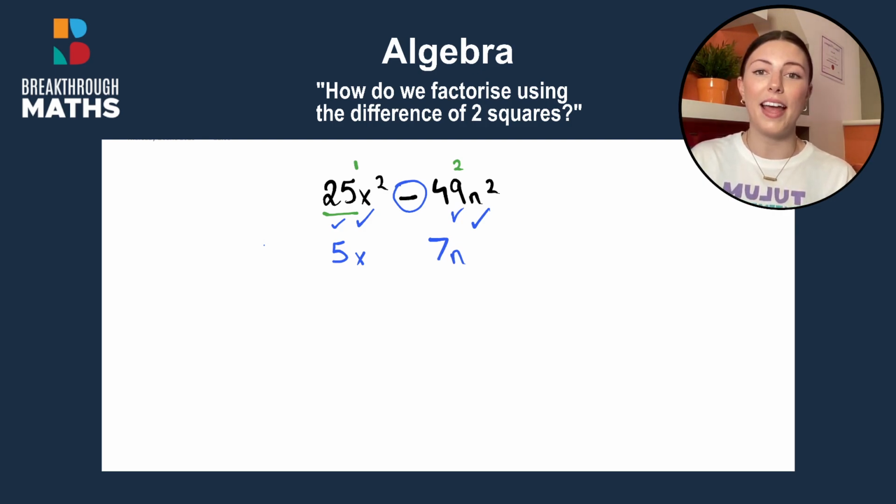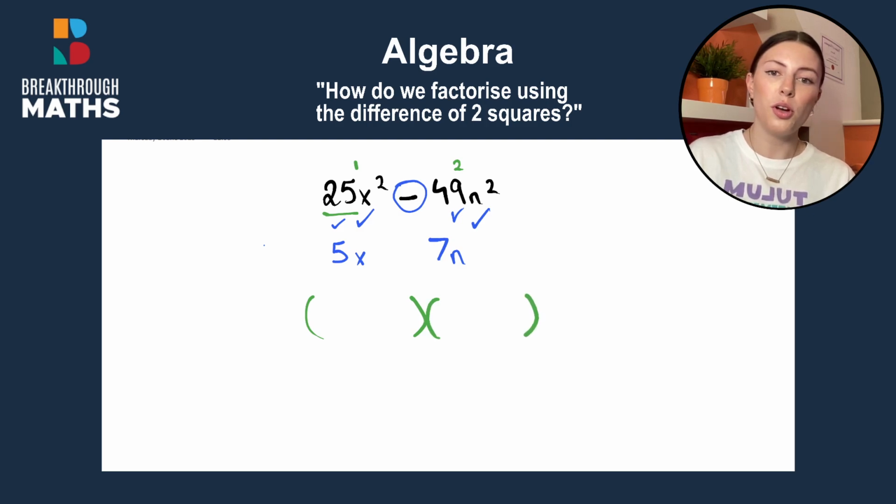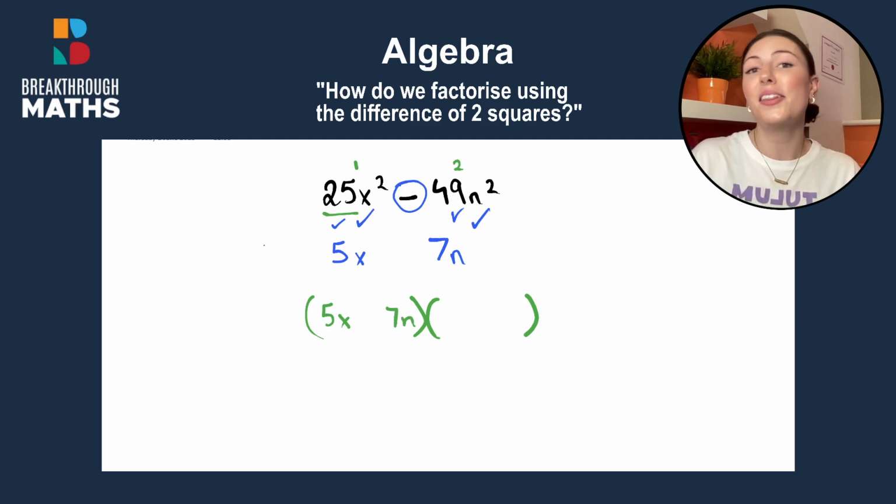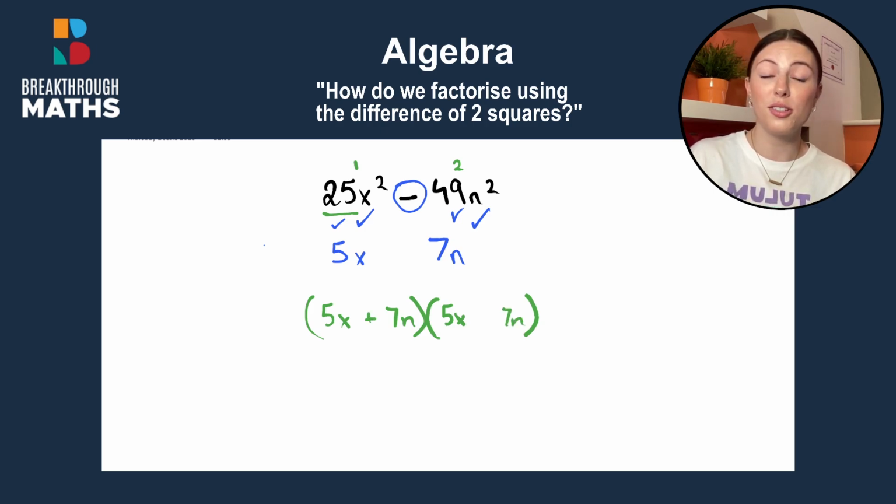Okay, from here then, all we have to do is open up 2 brackets. And in one, we have 5x and 7n at the back. And at the other one, we have the same, 5x and 7n. And all we do here is add a plus to one and a minus to the other. So what that tells us is our sign that we're given here, if this were a plus, it would make no difference to our answer. And that's how you do the difference of 2 squares.